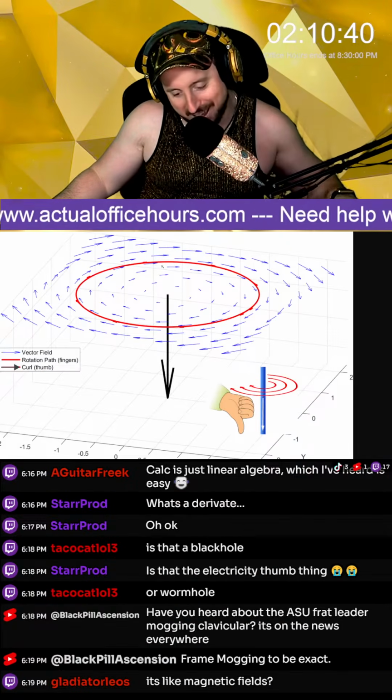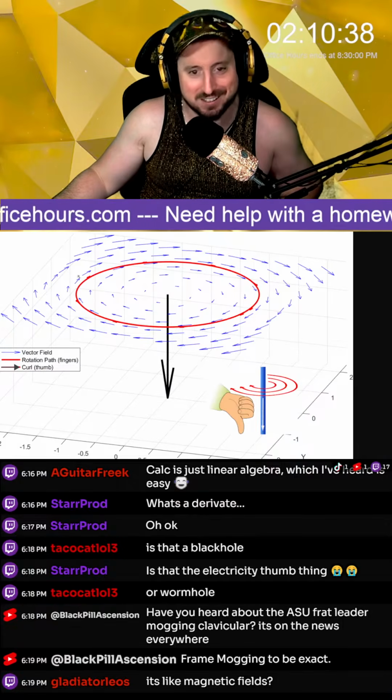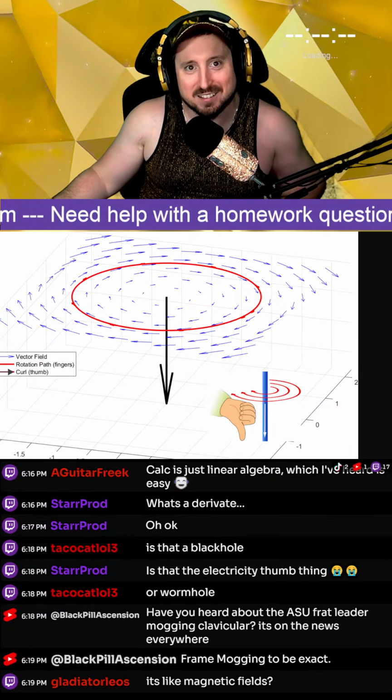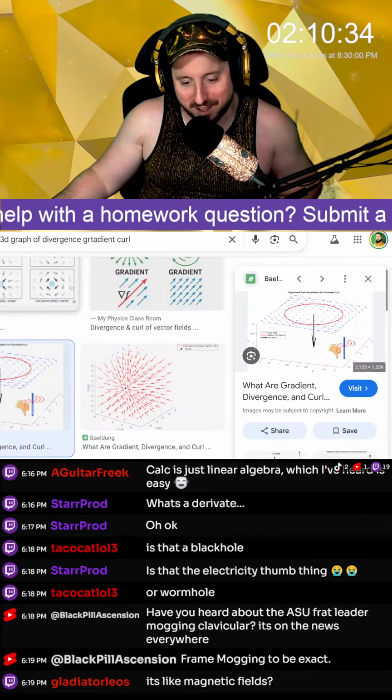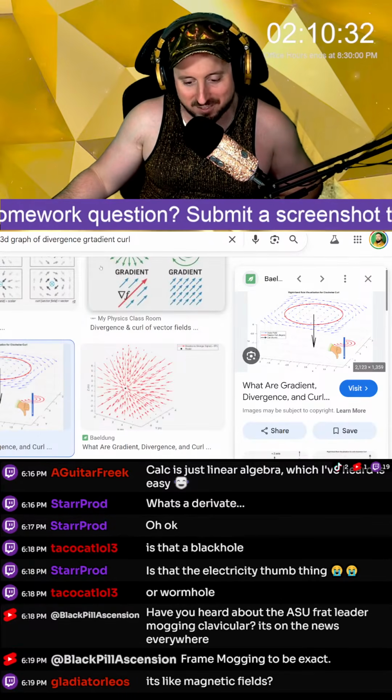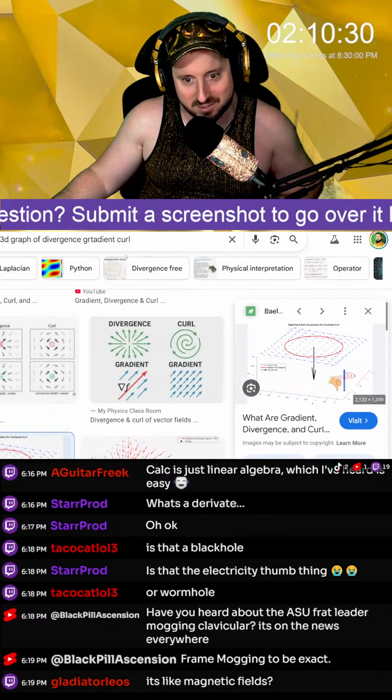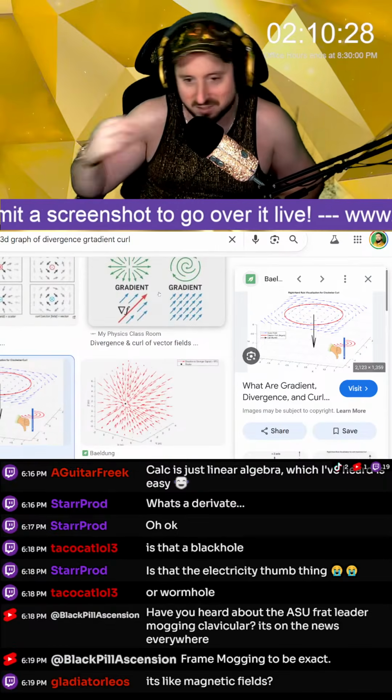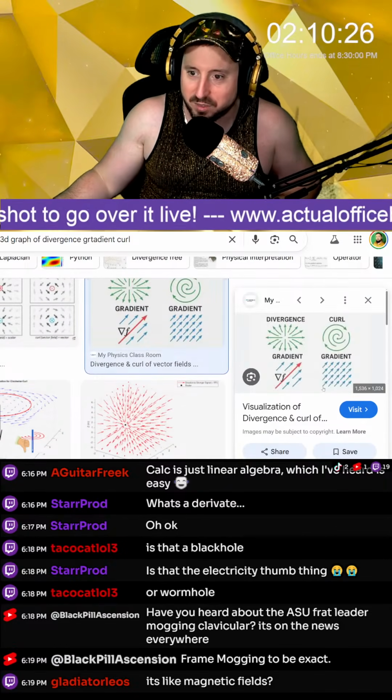Frame mogging, to be exact. Yes, I guess it is frame mogging. What's up, Black Bill? Yes, I did see that. The ASU frat leader, he has a ridiculous set of shoulders, dude. That dude needs to get off the TRT, man. That's nuts.